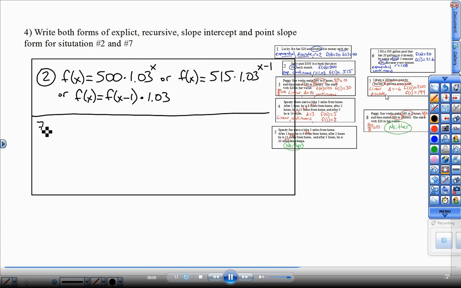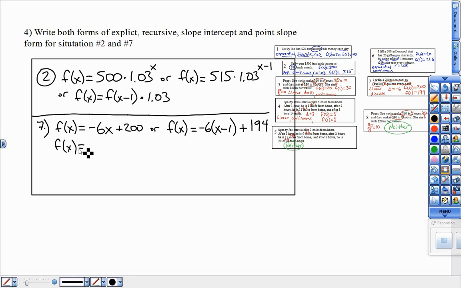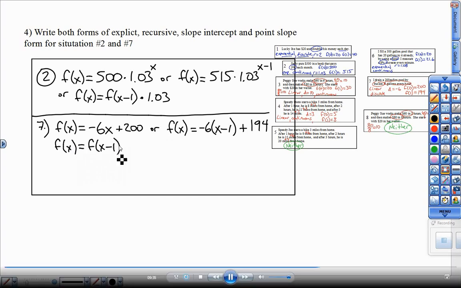Alright, number 7 is linear, so I'm going to have all of these forms. F of x equals that D number, -6 times x, plus the 0 term, 200. Or I could shift over 1 to the right and write f of x equals -6 times x minus 1 plus 194, my first term. Or I could do recursive, f of x equals f of x minus 1, and then minus that D number, -6. Or since this is linear, slope-intercept form. Y equals negative 6x plus 200. Replace f of x with y.